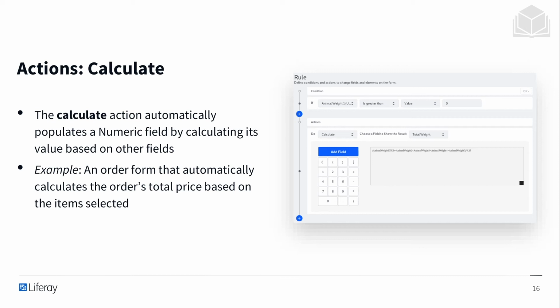So as you can see on the rule on the right side, the condition is if a product's animal weight is greater than a certain value, the action will calculate the total weight based on some criteria.